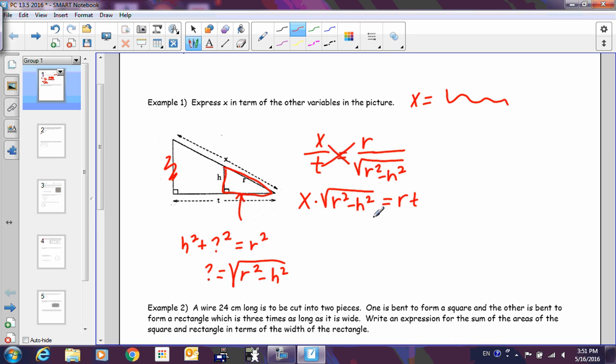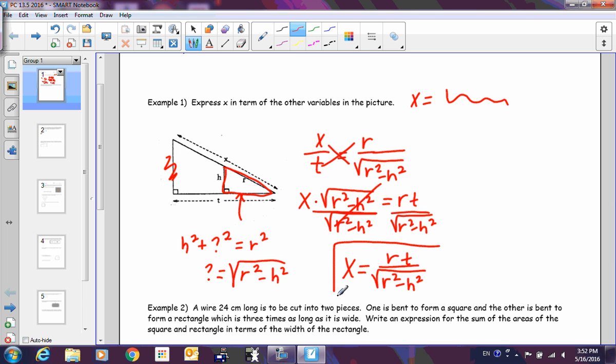And then you would divide. If this was numbers, you'd cross multiply and then divide. Again, this really may bother you that there are so many letters, but that's okay. Just get over it, I guess. So here we have x equals r times t over the square root of r squared minus h squared. We have expressed x in terms of the other variables. Notice that there is no x over here.